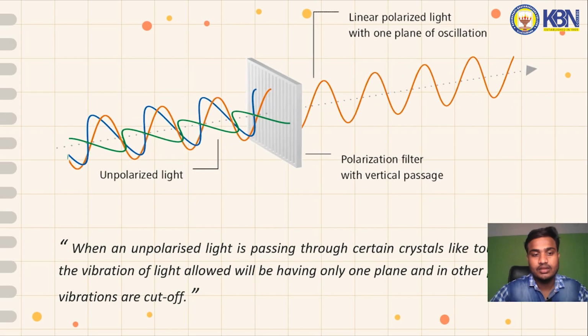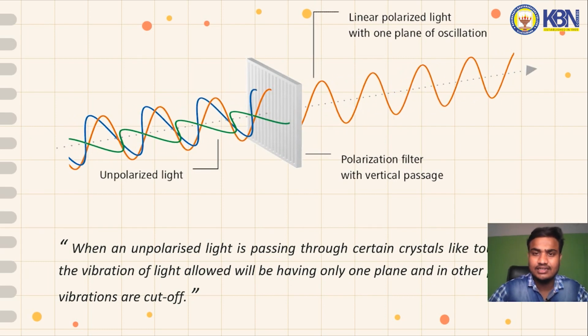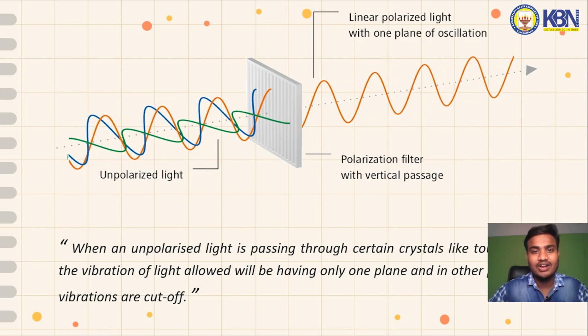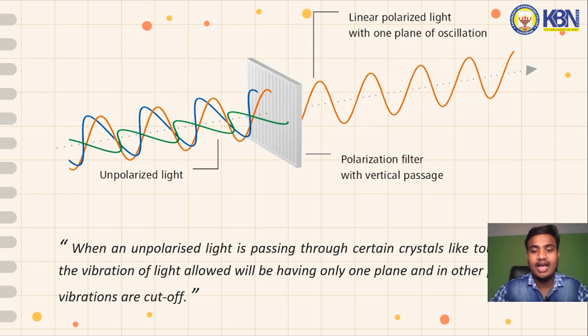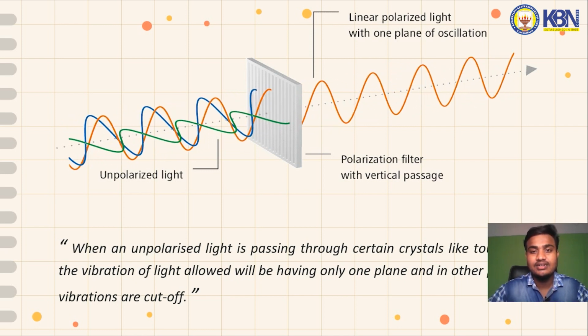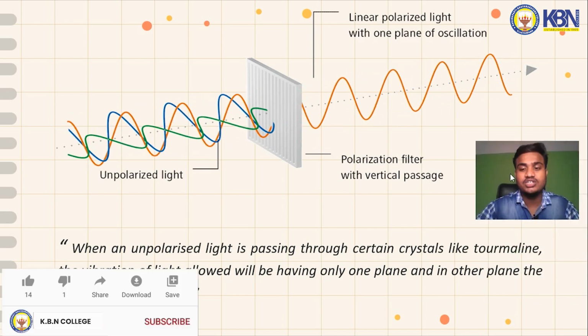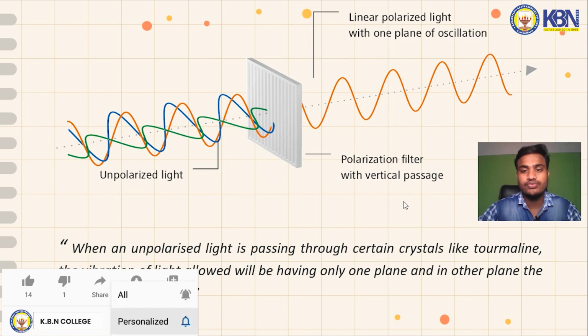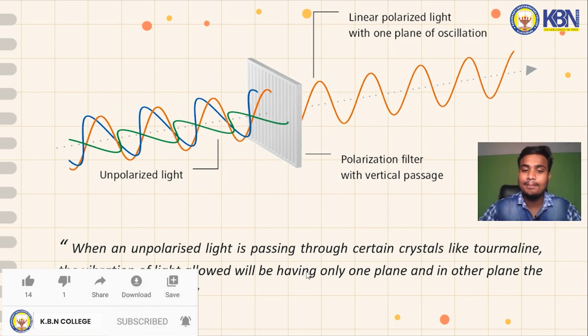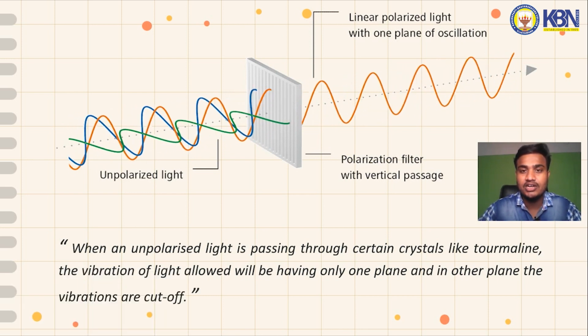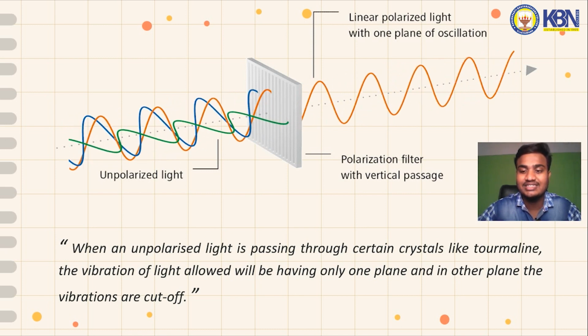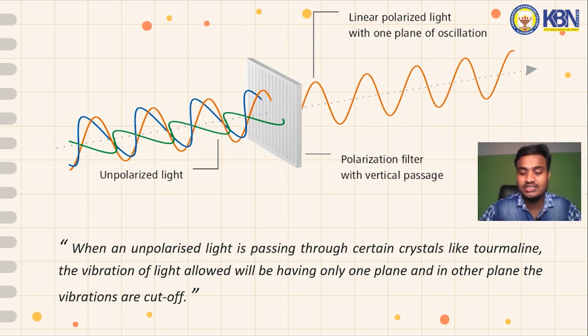Coming to the polarization, when an unpolarized light, or ordinary light, passes through certain crystals like tourmaline, the vibration of light allowed will be only in one plane, that is the electric plane, and in other directions the planes are cut off. Okay, you can see when an unpolarized light is passing through certain crystals like tourmaline, the planes of vibration will be cut off in all other directions and it will have only a single plane. This is known as polarization.